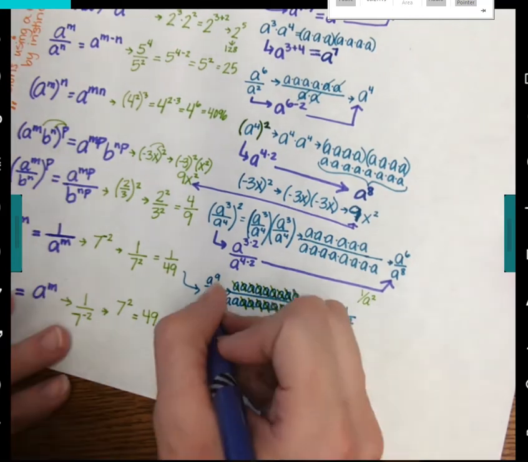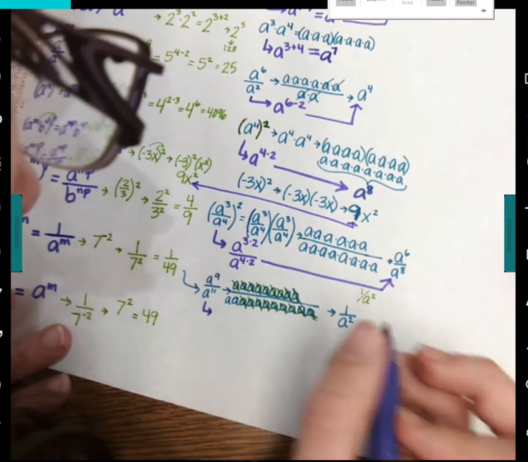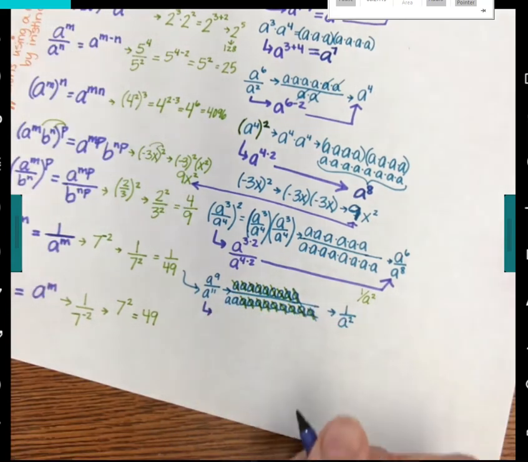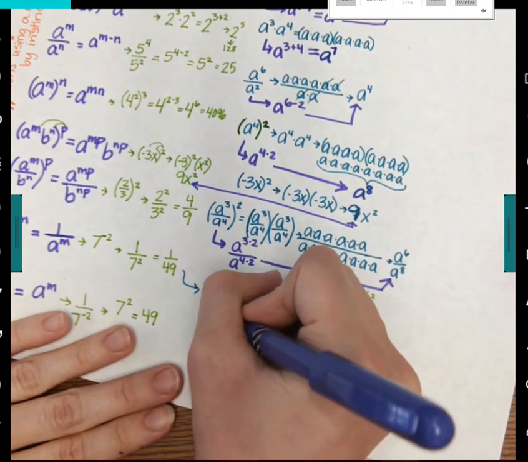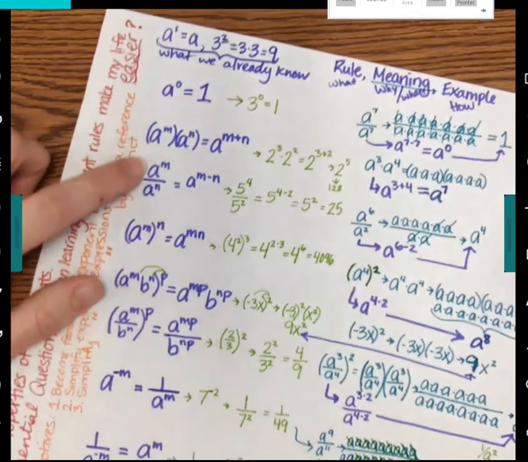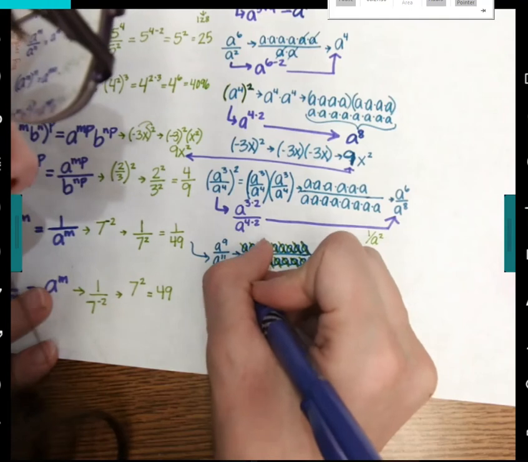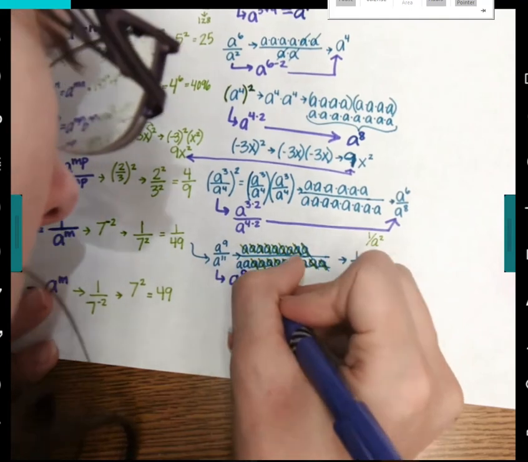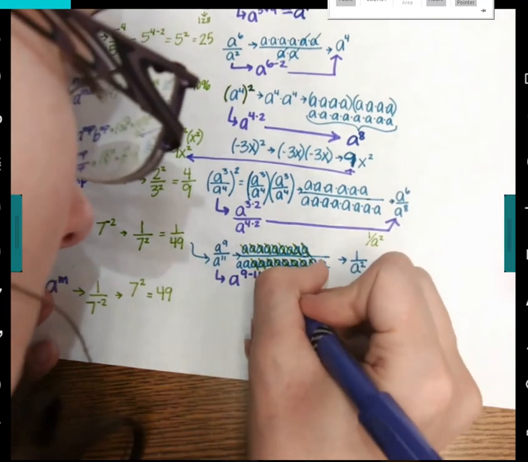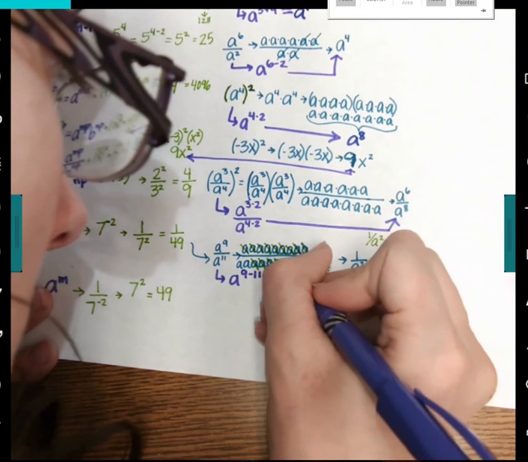Which is simply, when we divide, looking back up to this rule, when we divide, we subtract the powers. So 9 minus 11, which is negative 2.